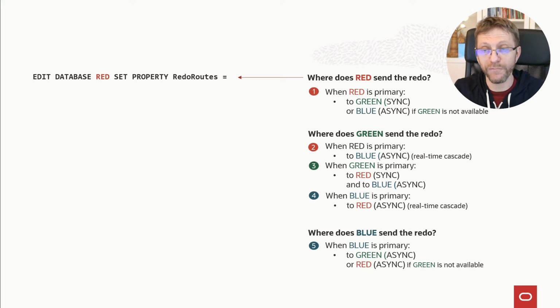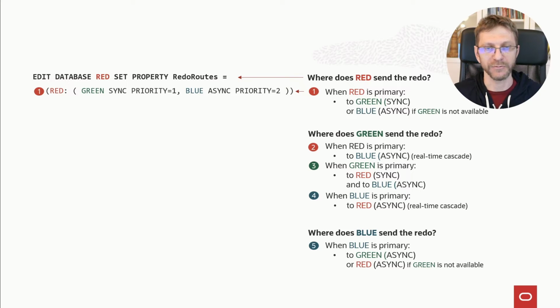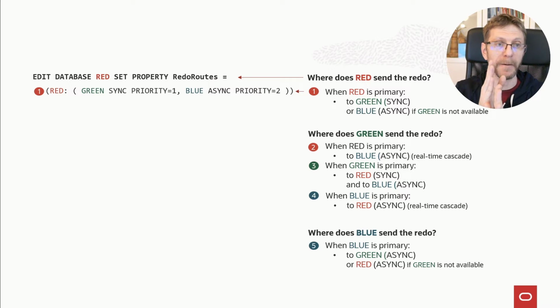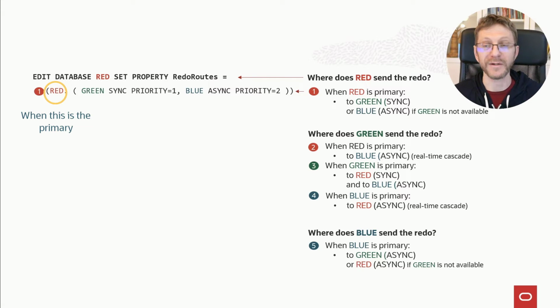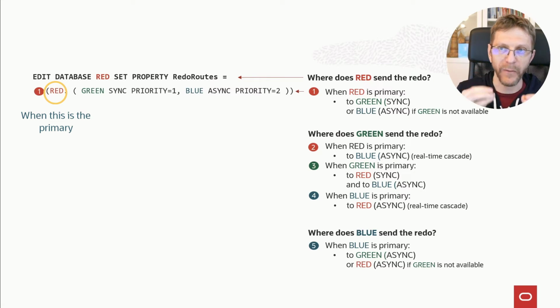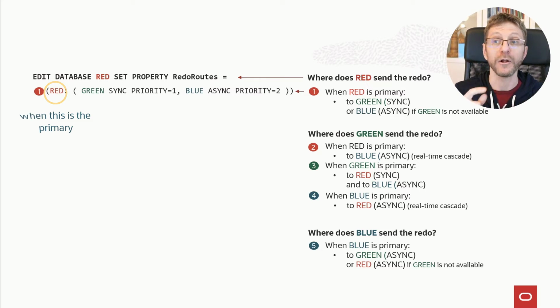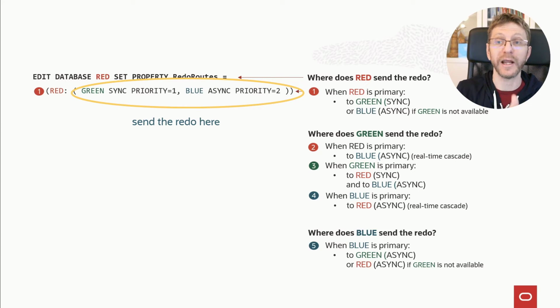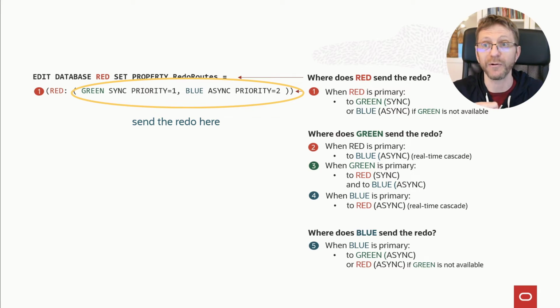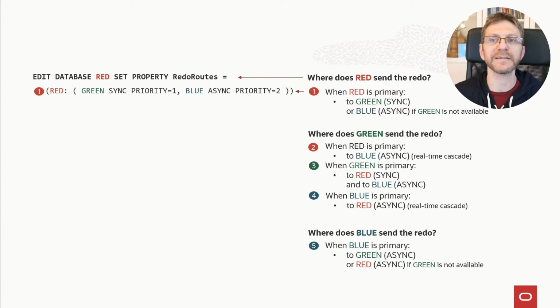And then I have one rule for each primary database, okay? So for red it is just one, as we have seen. Red will send only to green and to blue when red is primary. So in the syntax, on the left side of the colon, I have the source of the redo. What's the primary? So when the primary is red, left side of the colon, the red database, the database for which I'm modifying the property, will send to green synchronously, priority 1, because by default we want to send there. And if green is not available, as a second choice, priority 2, we send to blue asynchronously. So that is how the syntax works.